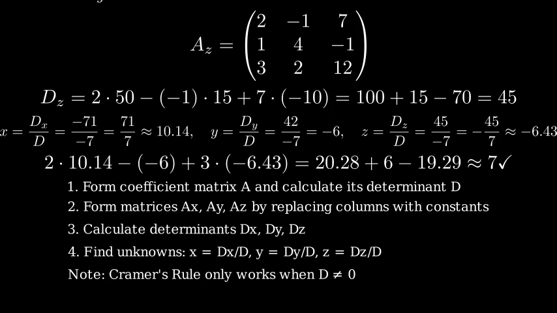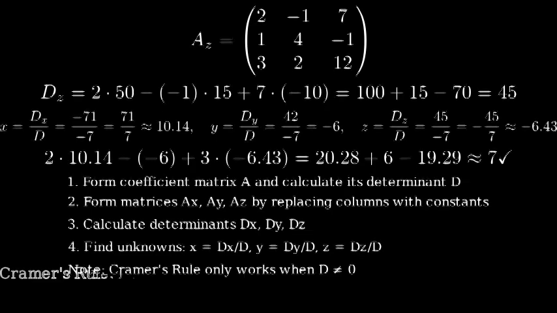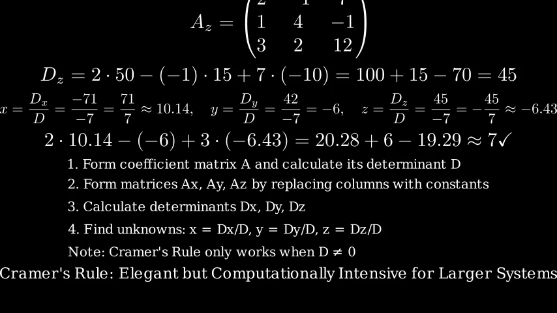Remember, Cramer's rule only works when the determinant of the coefficient matrix is not 0. While Cramer's rule is elegant and straightforward for small systems, it becomes computationally intensive for larger systems due to the increasing complexity of determinant calculations. However, for 2x2 and 3x3 systems, it remains a useful and efficient method.